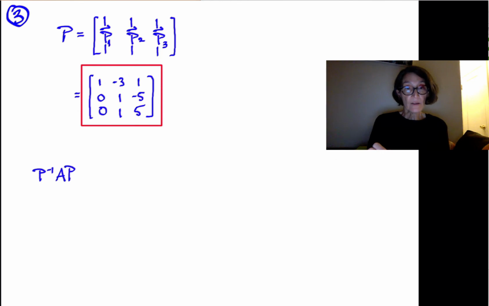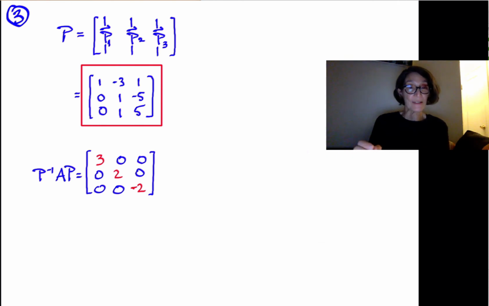And then the diagonal matrix P inverse AP is the 3 by 3 diagonal matrix that just has lambda 1, lambda 2, and lambda 3 on its diagonal. I didn't even have to find the inverse of the matrix P, because we know what P inverse AP looks like.